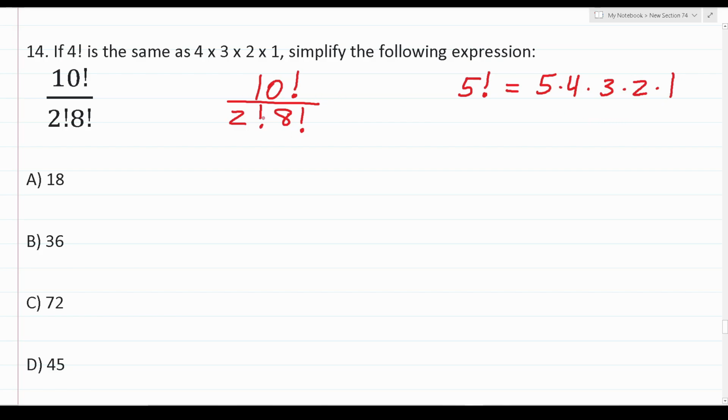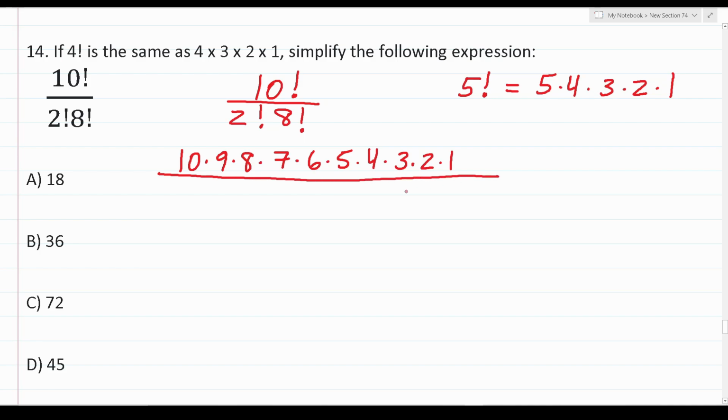All right, so let's apply that to 10 factorial. 10 factorial is the same as 10 times 9 times 8 times 7 times 6 times 5 times 4 times 3 times 2 times 1. That's all over 2 factorial, and I'm going to put these in parentheses so it's easier to see. 2 factorial is the same as 2 times 1, and 8 factorial is the same as 8 times 7 times 6 times 5 times 4 times 3 times 2 times 1. In case you're wondering, you do not have to work all this out. If you did, the test would be over before you finish doing that.